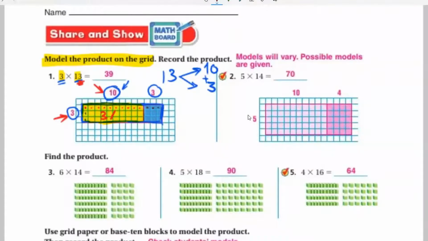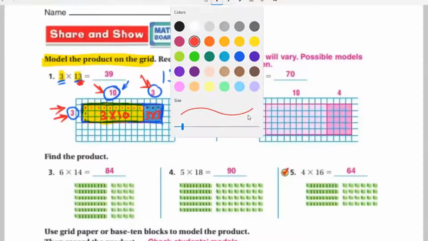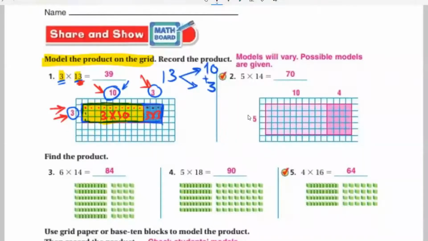Here, the value of the yellow part, we have 3 here and we have 10 here. So it will be 3 multiplied by 10. And the same thing with the blue part, we have 3 and we have 3. So it will be 3 multiplied by 3. Let's rewrite it here. 3 multiplied by 10 plus 3 multiplied by 3.